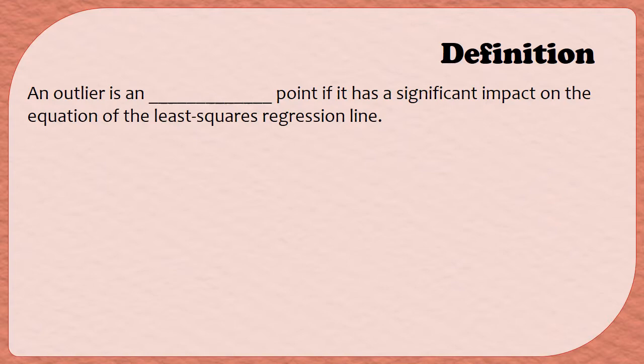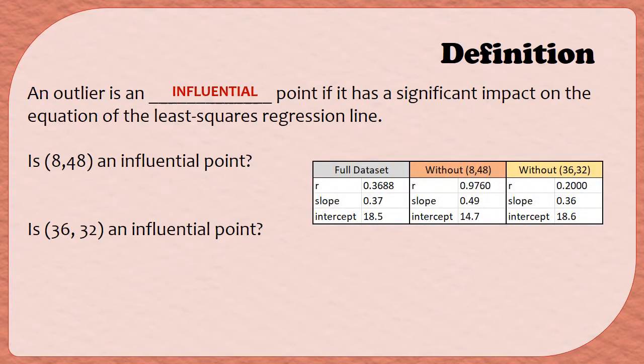If an outlier has a significant impact on your data, on your least squares regression line, we say that it's an influential point. Influential points are points that have high influence on the summary values. So let's look at those 2 points that we were examining before, 848 and 3632. To help us out, I've reproduced the summary values we found in Excel. To see if it's an influential point, you especially want to look at the slope and the y-intercept for the least squares regression line, as well as R, to see if the point made a big difference.